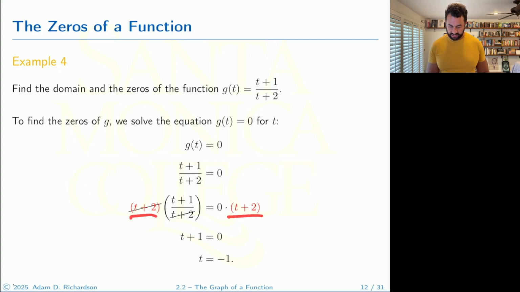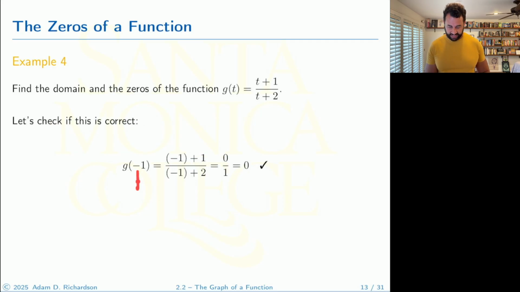We can multiply both sides by t plus 2. We get a cancellation. Now we're left with this, t plus 1 equals 0. So that means t is equal to -1. That means -1 is the zero of this function, and there's only one of them.